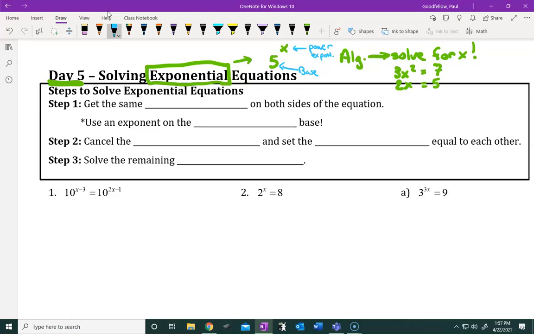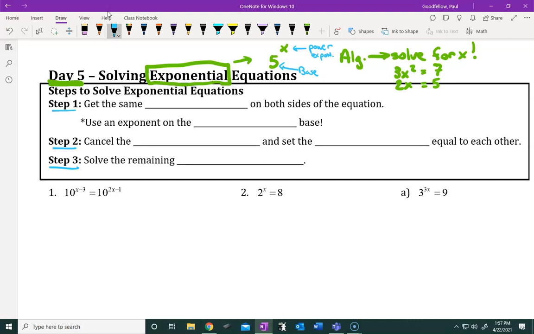Now, how am I going to get that x to come downstairs so we can do the kinds of stuff that we've done in the past? That's really the whole goal. If you can get the x to come down from the superscript to be downstairs in a normal position, you pretty much got the whole equation licked. And it's really not that bad. The key to it follows a couple of simple steps that you need to follow.